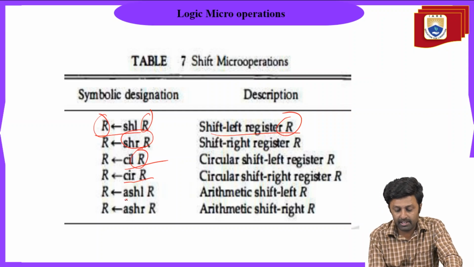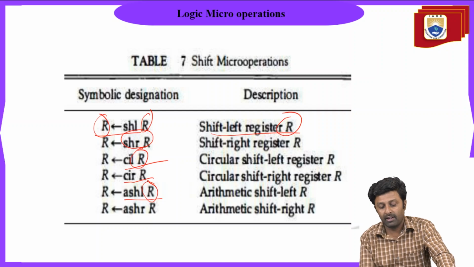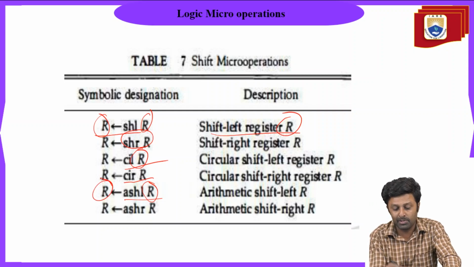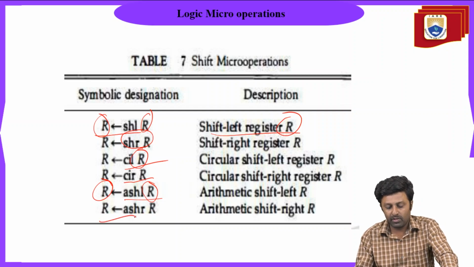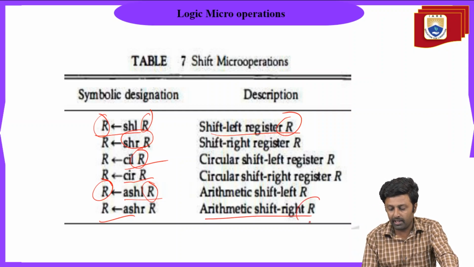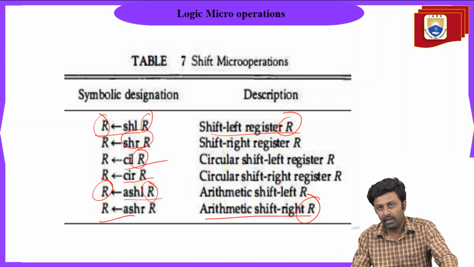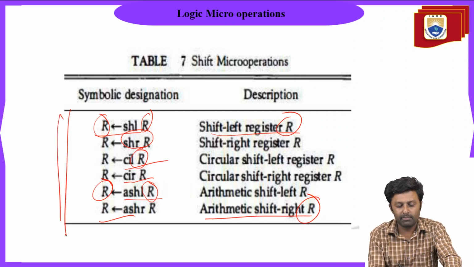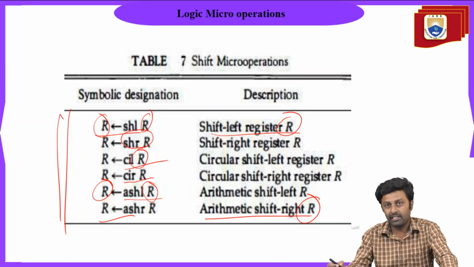Then ASHL means arithmetic left shift operation. That is, it will arithmetically shift the content of R by 1 and the value will be stored in R. If you write ASHR R, this will perform the arithmetic shift right, so whatever content is present in R will be arithmetically shifted right by 1. So these are the shift operations: logical left shift, right shift, circular shift, and arithmetic shift.